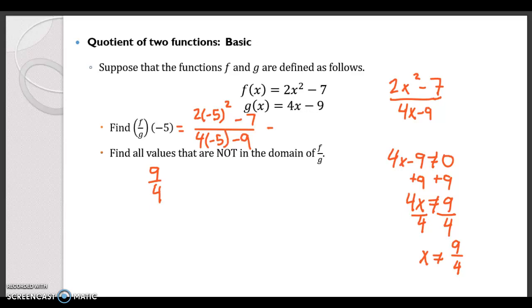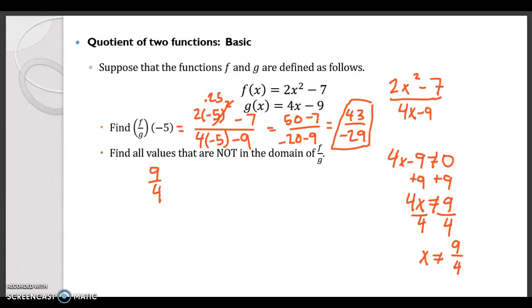Okay, now all we have to do is some simplifying. So this is 2 times 25, right? -5 times -5 is a positive 25. So that's 2 times 25 is 50, minus 7, over 4 times -5 is -20, minus 9. So we're going to end up with 43 over -29. And if you need to, you can reduce it, but this is an acceptable answer.